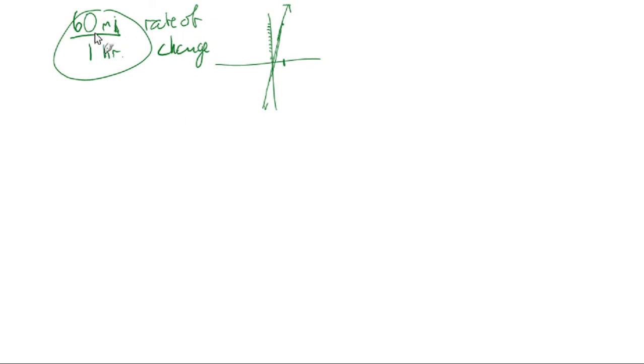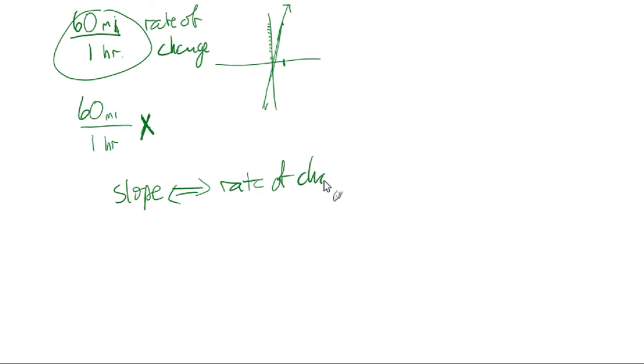It's also, if you graph something like, well, you would take 60 miles per 1 hour, and if you want to know how far you've gone, you would just multiply it by how many hours have gone by. You would just multiply it by x, where x is the number of hours. Okay? And so if you were to graph this as a function, as a graph, it would be a line, and that line would have a slope. So the slope and the rate of change, they're interchangeable. The slope and rate of change are interchangeable.